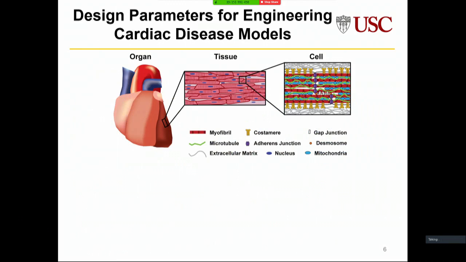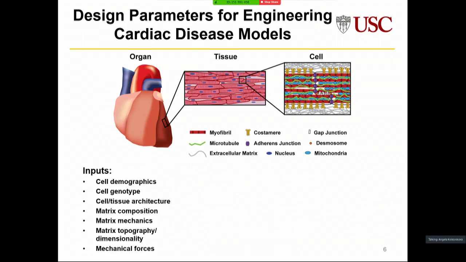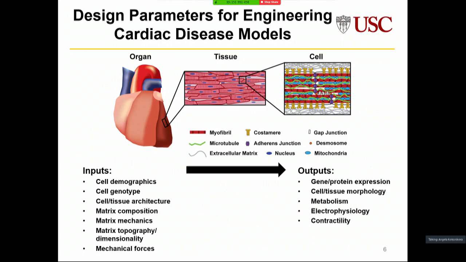All right, so coming at this from an engineering perspective, what are the key design parameters that we would like to engineer in a disease model to complement the existing model systems? So in terms of inputs, we want to be able to tune cell demographics, cell genotype, cell tissue architecture, and multiple properties of the extracellular matrix, as well as mechanical forces. Because again, those are key features we see remodeling in a lot of different forms of disease. On the output side, we of course want to be able to look at gene and protein expression, standard molecular biology, but we also want to be able to quantify cell and tissue morphology and more of these functional metrics as well in our models.